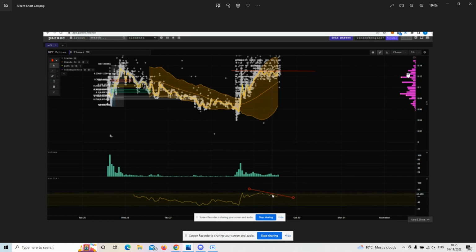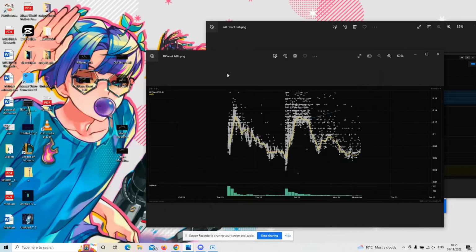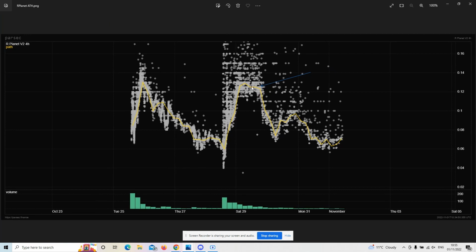So I immediately called that this is a sell signal if you're still holding an R planet, and 0.13 was the all-time high, the high that I told everyone to sell. You can actually see that 0.13 is in fact the all-time high after the bearish divergence here.